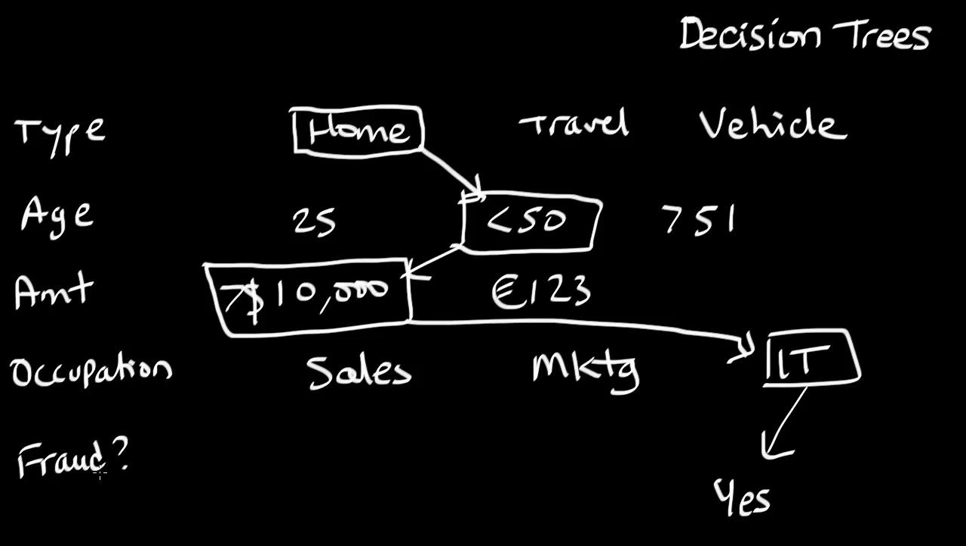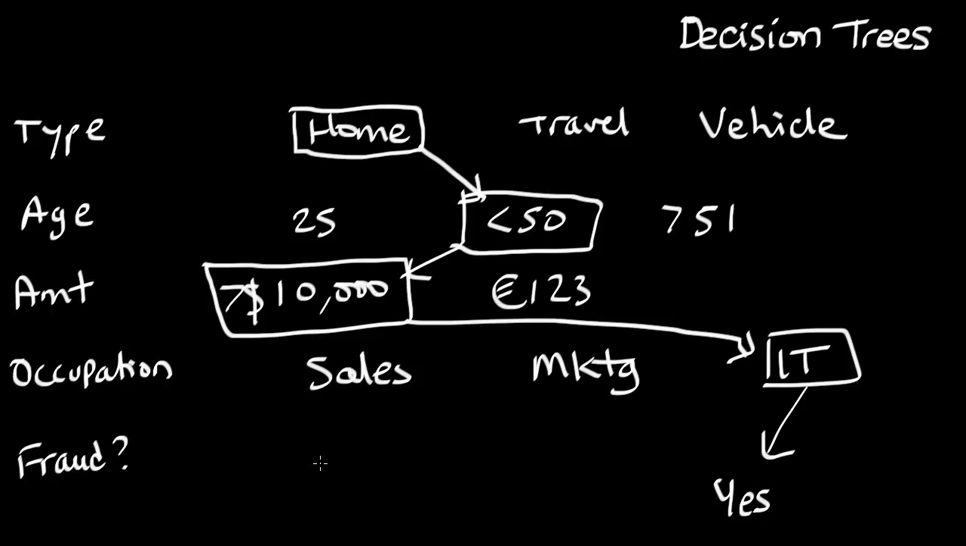Now, the way this works is that you need to have an algorithm that actually works out the relationships between these, and you need to have a set of real data where you know, for example, which ones are fraudulent and which ones are not, some historical data. You use that to train the model to build a tree, and then you can actually use that tree to make predictions for the future based on a given type, age, amount, and occupation.